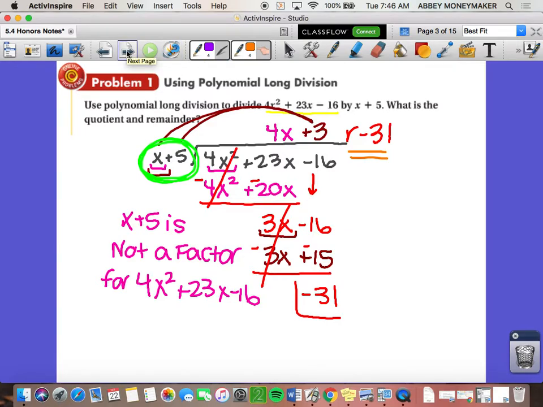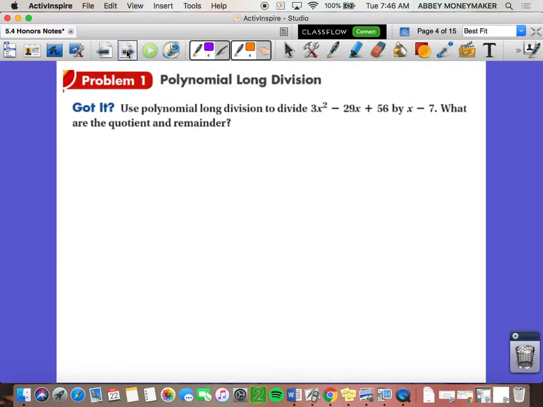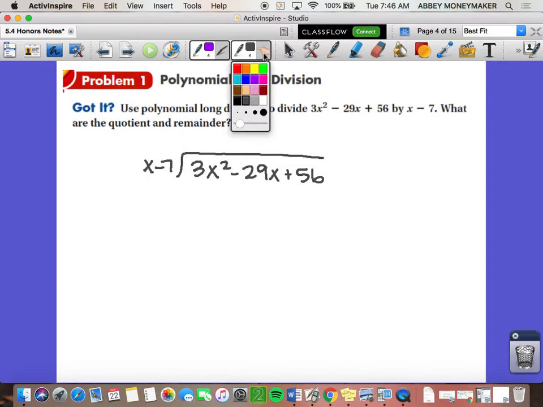The only way we're going to get better at something is if we practice it, so let's do another one. If you want to, you can try this one on your own. If you need to stay with us, though, just stay right here and hang. We got x minus 7 on the outside, and then we have 3x squared minus 29x plus 56. Again, we're in standard form. We're looking good. I think we're ready to rock and roll.